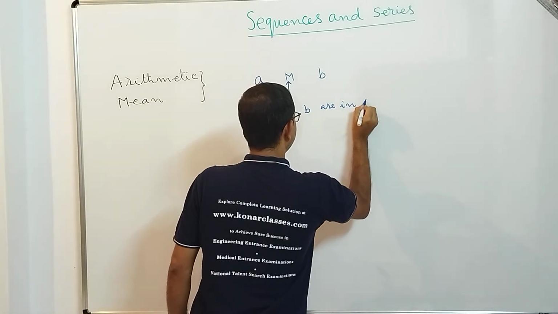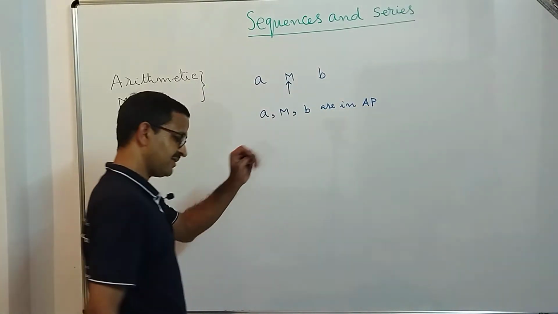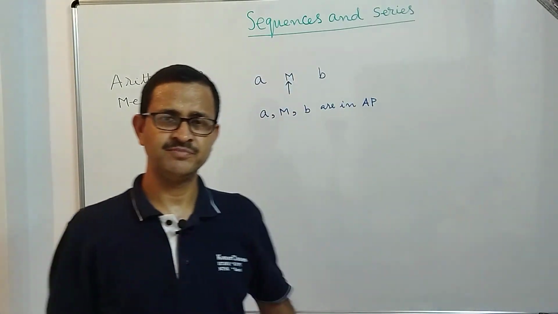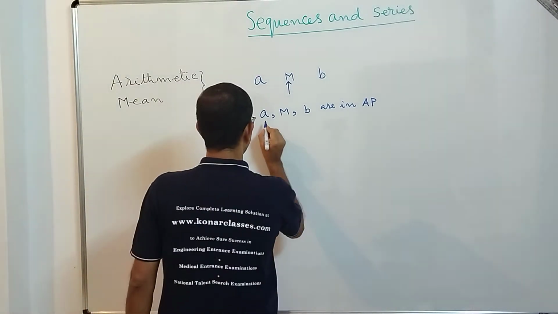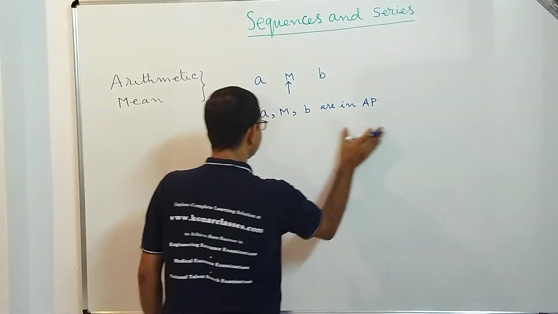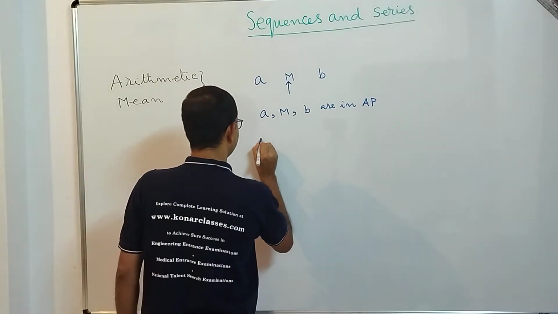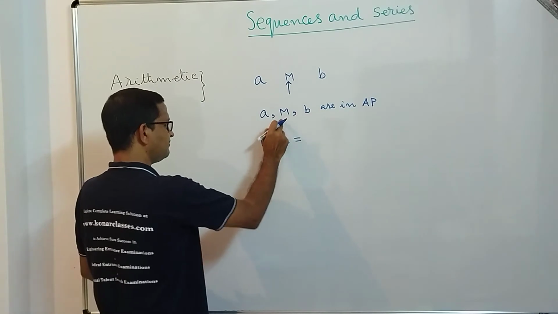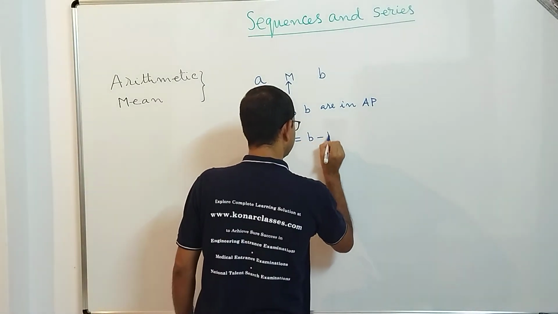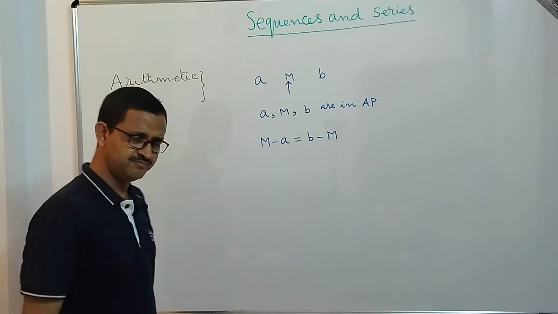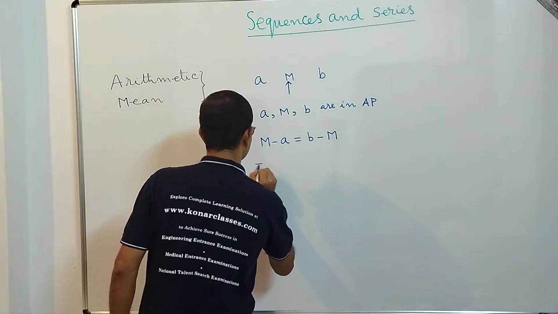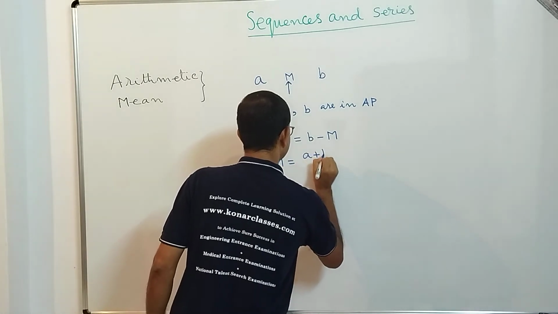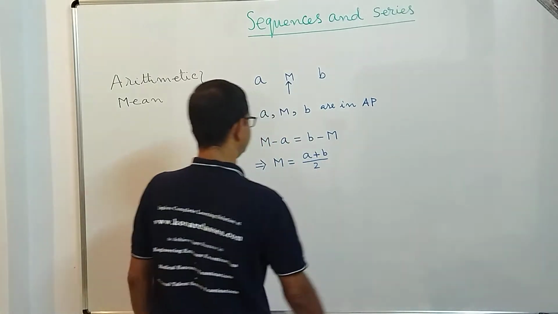If they are in AP, then we can say yes, that M is the arithmetic mean between A and B. How to find? Quite simple. We know from the properties of arithmetic progression that the difference between M and A, that is M minus A, is equal to the difference between B and M, that is B minus M, and that is known as the common difference. So from here we get the value of M is equal to (A plus B) by 2.